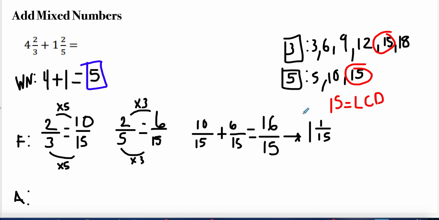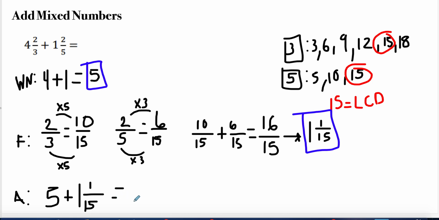So now I need to attach or combine the 5 from my whole number sum and the 1 and 1/15 from my fraction sum. And I get 6 and 1/15. And that's it. So 4 and 2/3 plus 1 and 2/5 is 6 and 1/15.